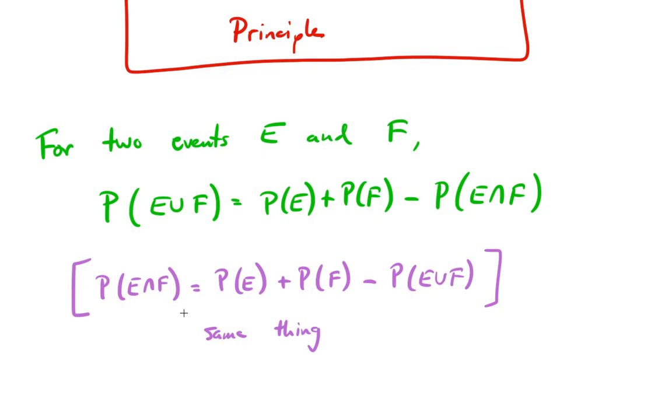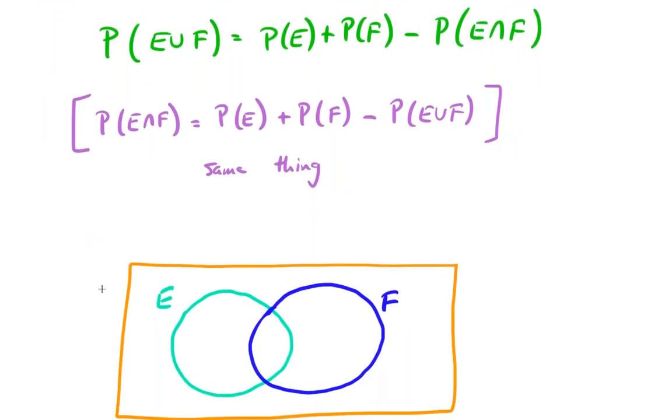And this in purple is the same formula where I've just added and subtracted a couple of terms. I added the probability of their intersection to both sides and then subtracted the probability of their union from both sides. So what I've written in green here is the main way we usually write it, but this is the exact same thing written in purple. So let's talk about why this is true.